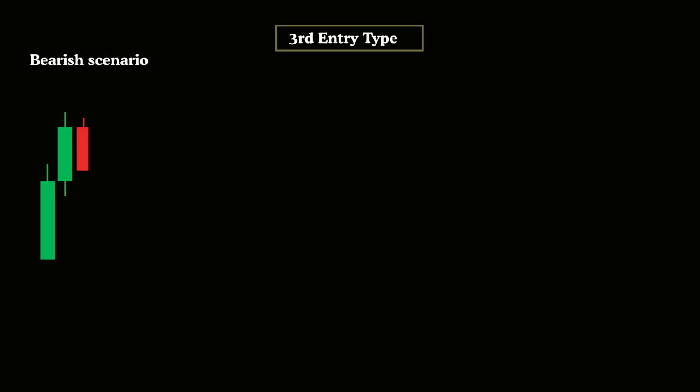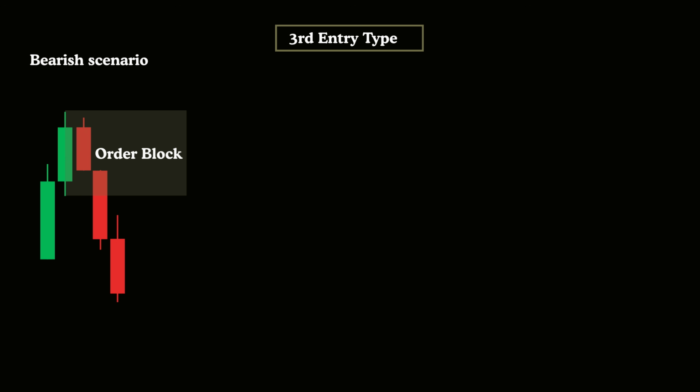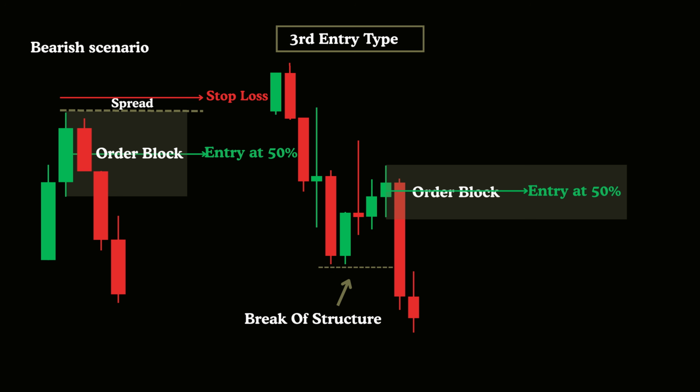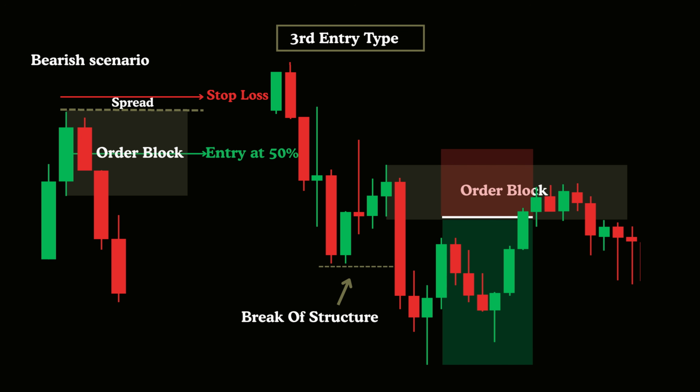Let's move on to the third entry type, my personal favorite and the one I use most frequently in my trading plan. This method involves placing the entry at the midpoint of the order block zone. Once a valid order block is identified, and in the case of a bearish setup, the stop loss is placed a spread size above the highest point of the order block. This entry strategy offers a reward to risk ratio that is at least twice as favorable compared to the standard entry types previously discussed. The improved ratio results from a more refined entry point and a tighter stop loss range. That's exactly why this approach stands out as my preferred method. It's designed to potentially increase profitability while maintaining efficient risk management.